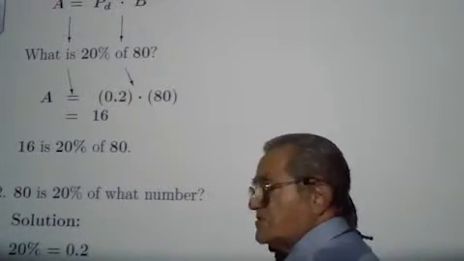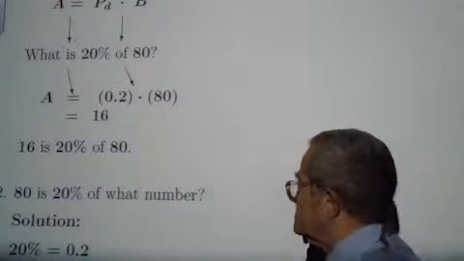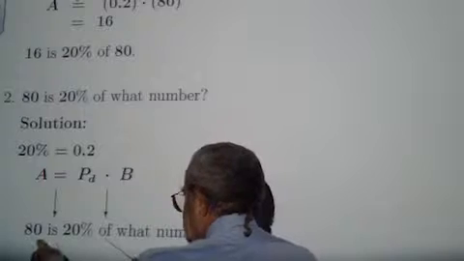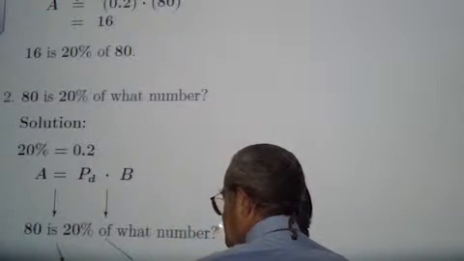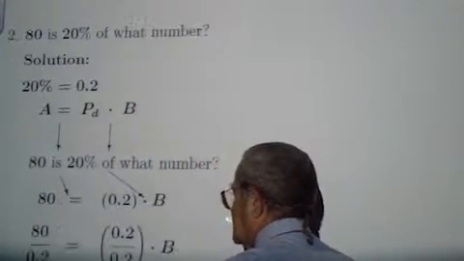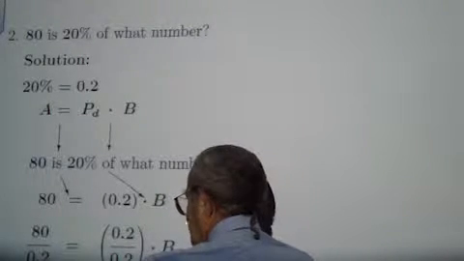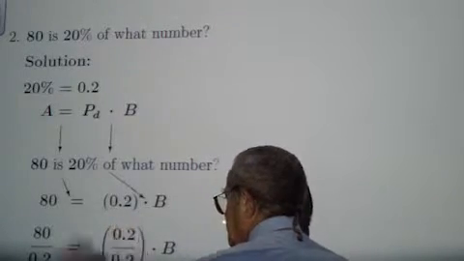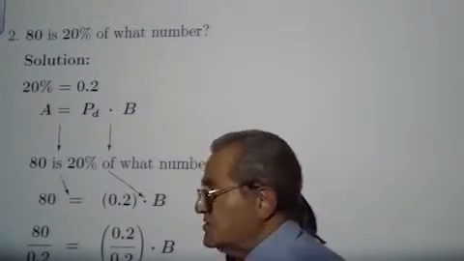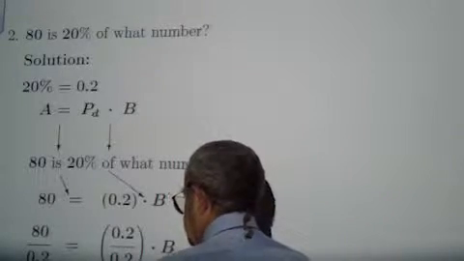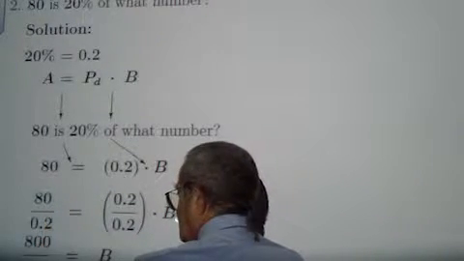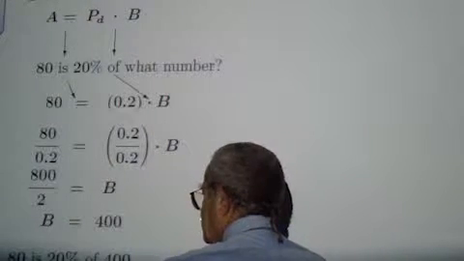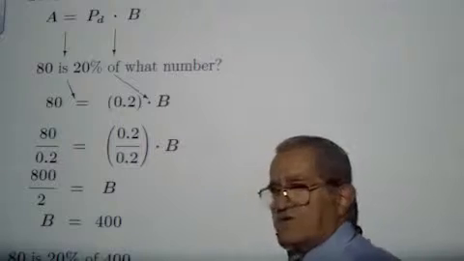80 is 20% of what number? 20% is 0.2. Again, 80 is 0.2 of the unknown b. Call it b, call it x. Divide both sides by 0.2, you get 80 over 0.2, and that becomes 1 times b. That's what you wanted. What is b? That's like multiplying by 100 over 100, so 800 over 2, or 400. So 80 is 20% of 400.